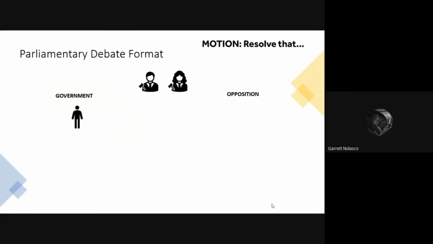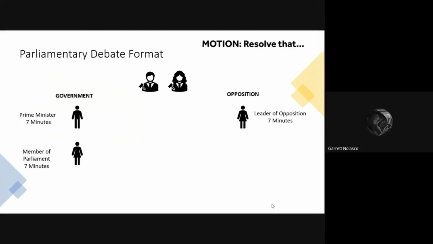Let's look at the persons involved per team. On the government side, which starts the presentation of arguments, we have the prime minister who usually speaks for 7 minutes. On the opposite side is the leader of the opposition who also speaks for 7 minutes. And then after he or she speaks, it will now be the turn of the member of the parliament, the second member of the government side, to talk about their arguments and also rebut whatever the leader of opposition raised as arguments of the other side.